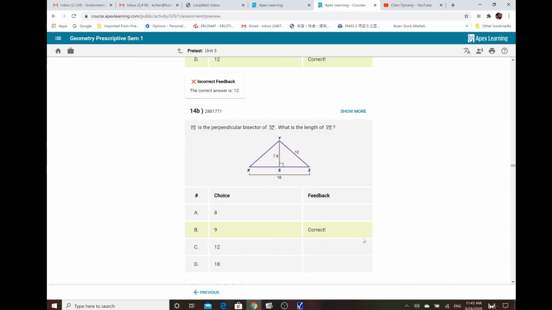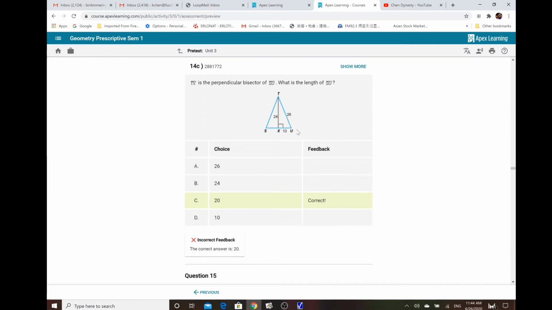So here's another one. Again, this line segment YS is the perpendicular bisector of XZ. So what's the length of XS? Half of 18 will be 9.